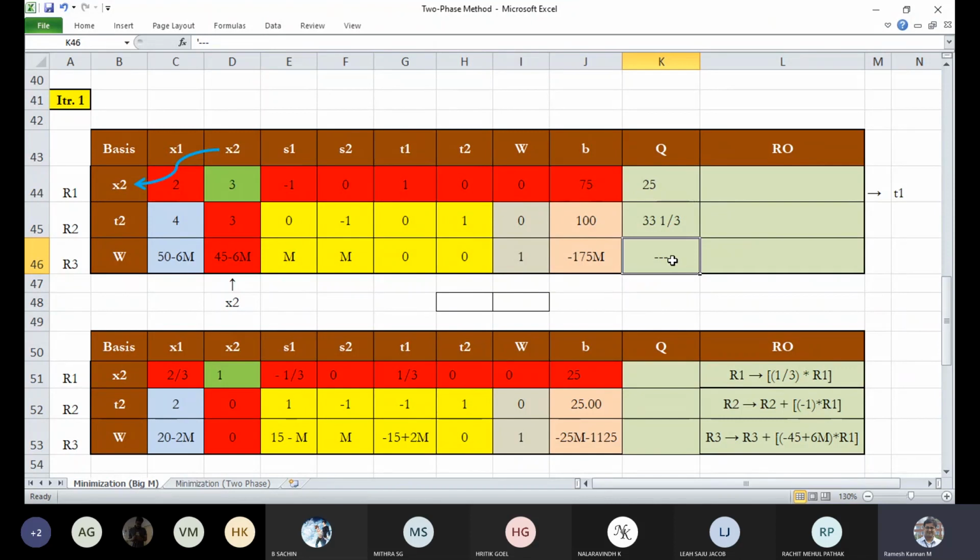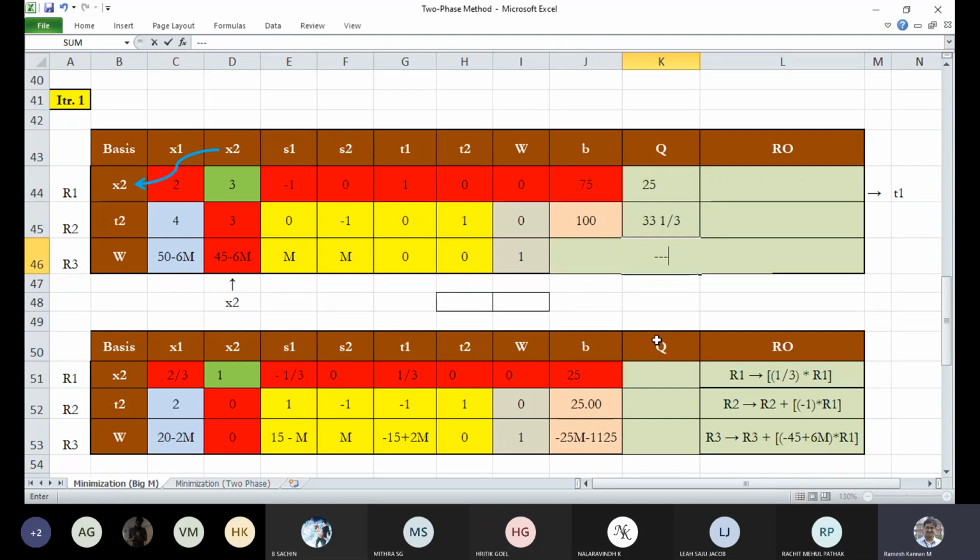You can even check this if you substitute minus 175 multiplied by 1000 and divided by 45 minus 6000, right? So do that, it is 29.4. And among this, if you take a look, which one has the least positive number? 25 is the least positive among 25, 33 1 by 3 and 29.4, right?